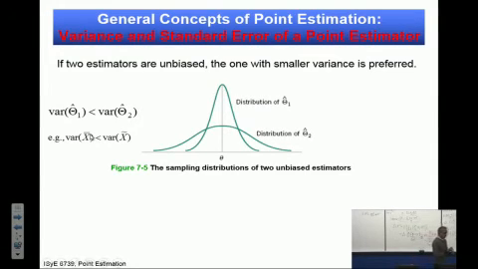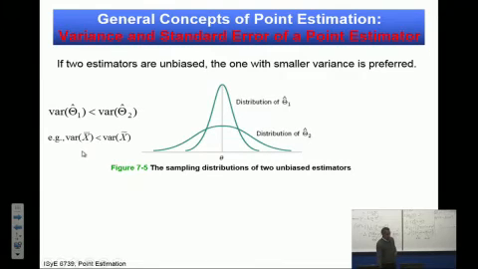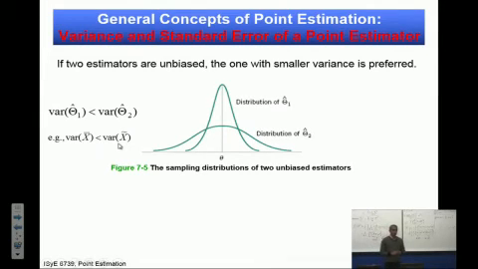The first criterion was what? Bias. The second one is variance. So a good estimator is an unbiased estimator with a smaller variance. For example, one estimator for mu in a normal population is x bar. Another estimator, which is again unbiased, is x tilde, which is the median. But the variance of x bar is less than the variance of x tilde, which means x bar is a better estimator. And that's why you always see that you are using x bar for estimating the mean, not x tilde.